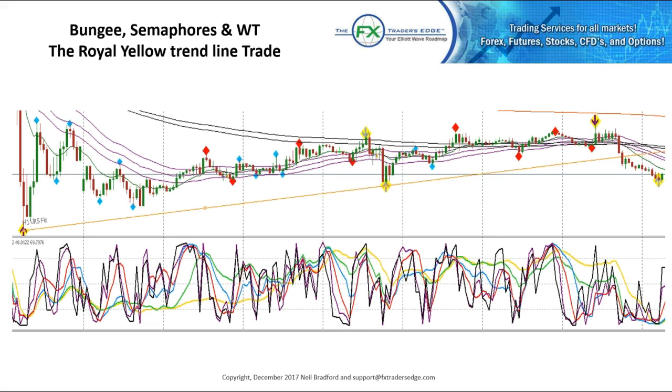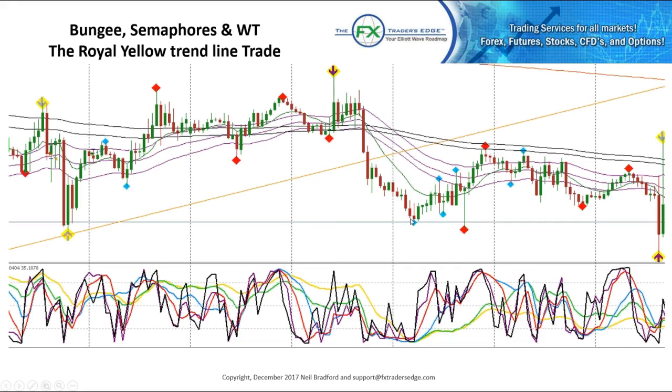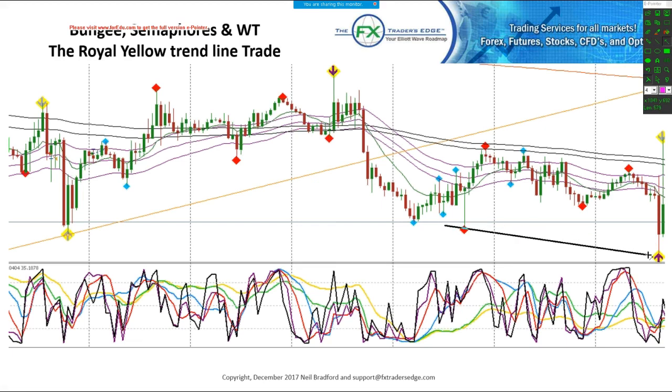Okay, let's move on. Here it is moving down. Here's a retrace back up. We did not cross this royal yellow trend line. We've gone down again, and that noble semaphore has moved to the right because we didn't get an upper noble and turned itself into the royal that we were looking for. Success. Successful trade.